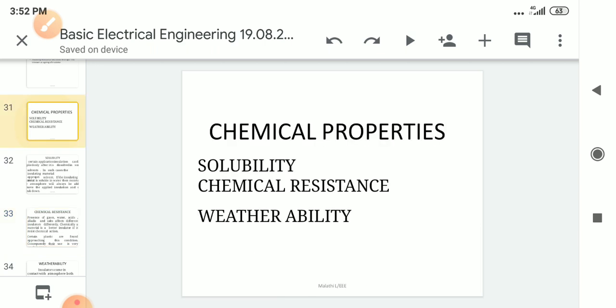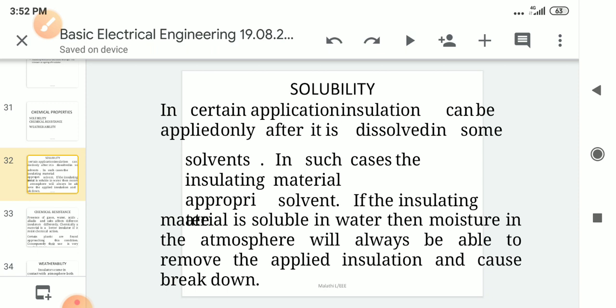Because of that, if it dissolves in water, then the insulation will be damaged. If there is rain or any moisture, then it will break. This is called dielectric strength breakdown. At that time the insulation will be damaged. So you have to check its solubility. In some solvents it is dissolved. Some materials are soluble in water.